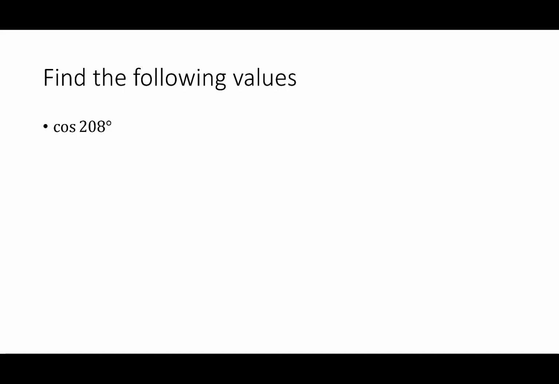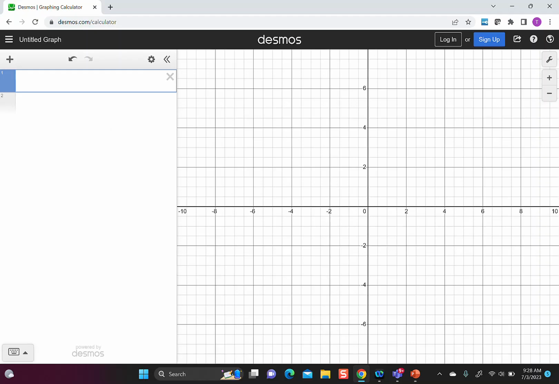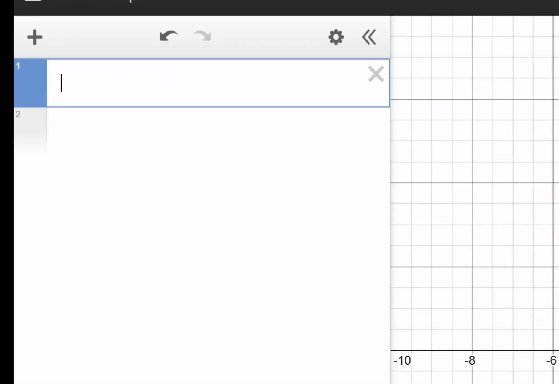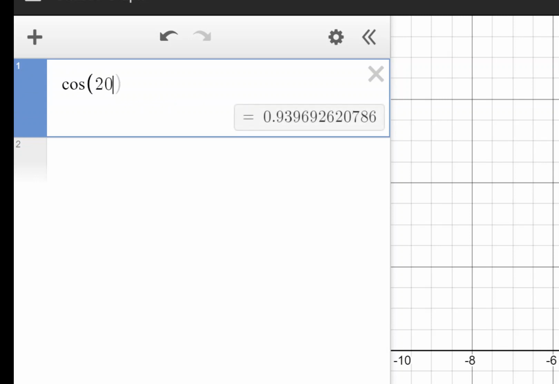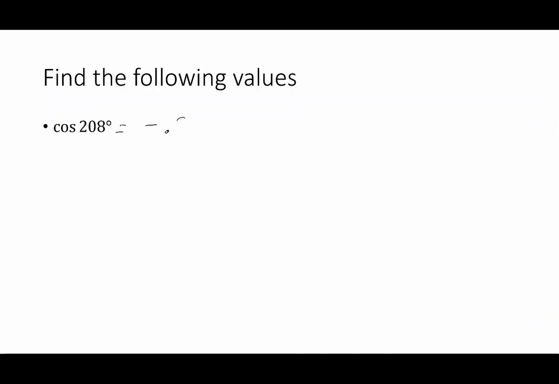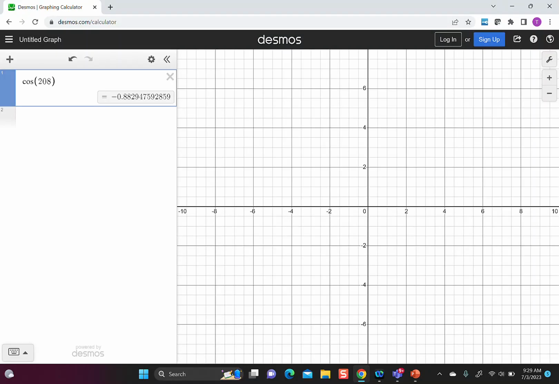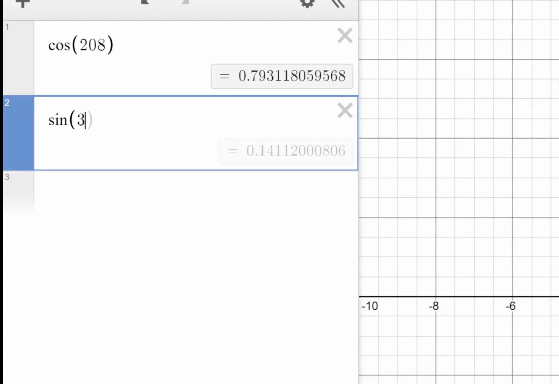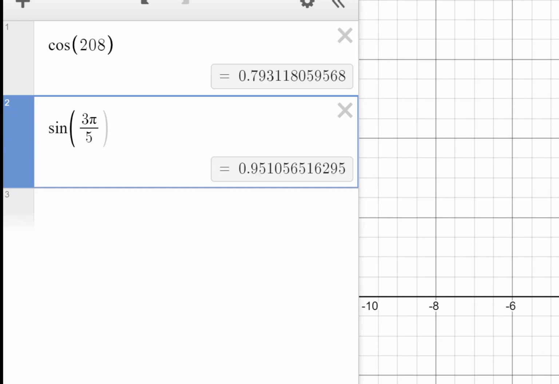So our first one says cosine of 208 degrees. So before I start, I'm going to check my settings, put it in degrees, then I can say cosine of 208. It says negative 0.8829. I'm going to call it negative 0.883. Next, I have sine of 3 pi over 5. Having the pi included tells me that I'm in radians. So back in my calculator, I go to the settings, I change to radians. Now I can type sine of 3 pi over 5. It says 0.951.